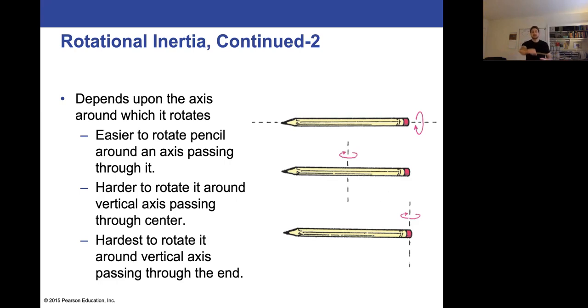It's harder than that to get it to rotate around a vertical axis passing through the center. Or a horizontal axis passing through the center. This is a harder motion than this. And it's even harder still to create motion around a point on its end. Try this for anything heavier than a yardstick, and you'll see that this is true.